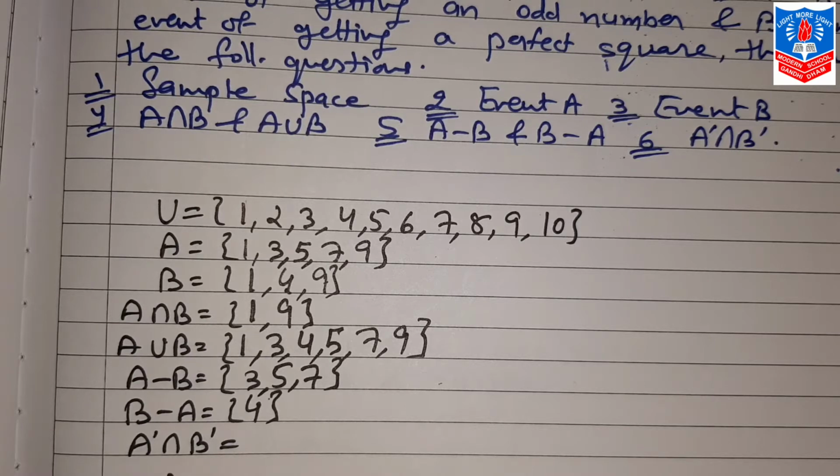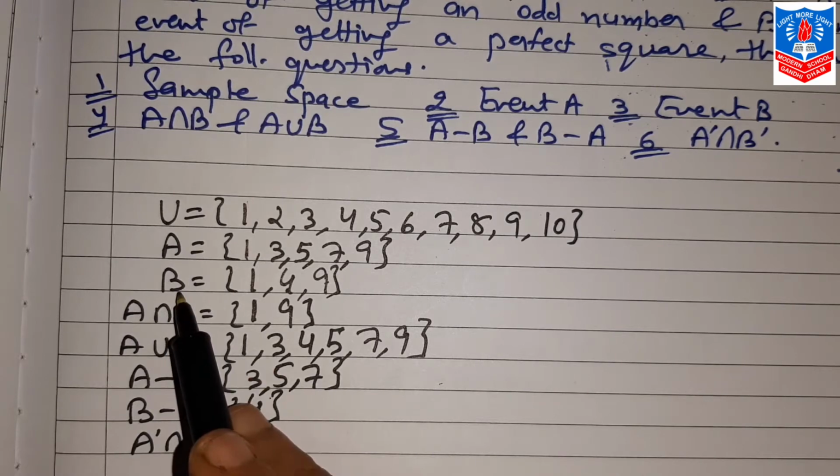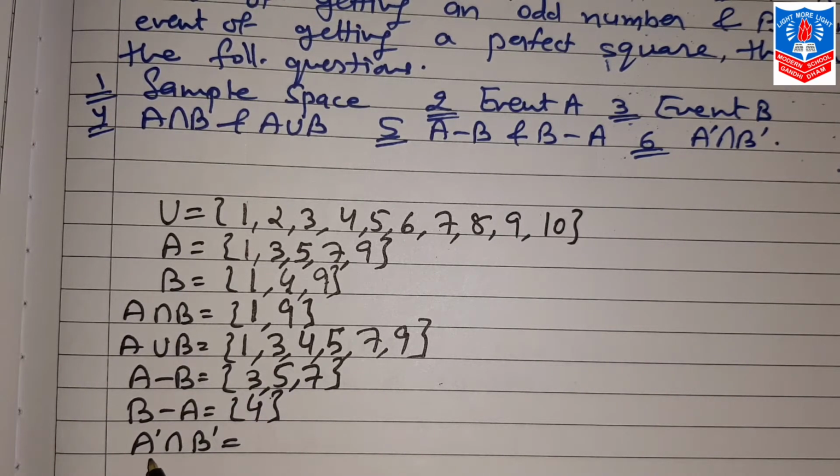Now last, that is A dash intersection B dash. This is important and something different. Now see, here values are given, that is A and B. Now here we want intersection of A dash and B dash.